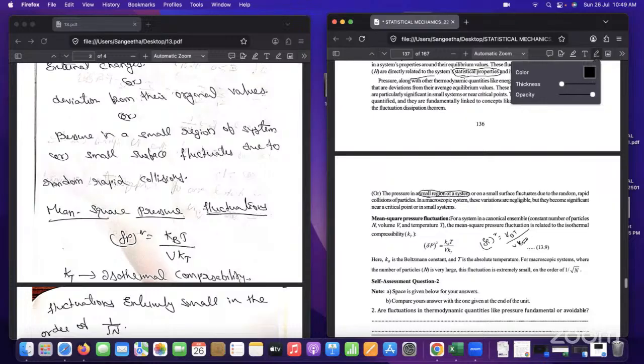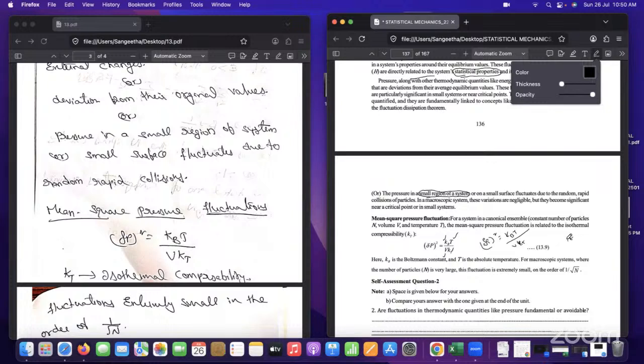This is one of the short questions given at the end of the textbook. Explain mean square pressure fluctuation. The mean square pressure fluctuation is represented with delta P square, which is equal to k_B T divided by V k_T, where k_T is the isothermal compressibility, k_B is the Boltzmann constant, T is the absolute temperature, and V is volume.